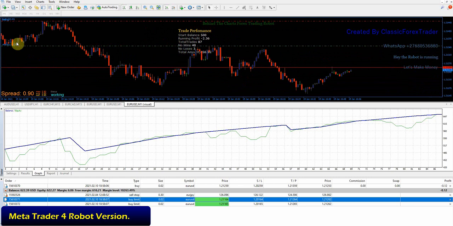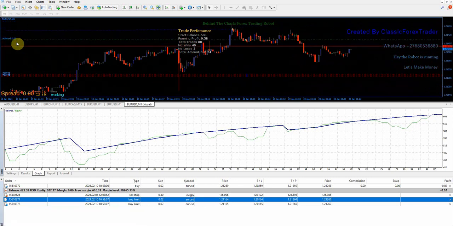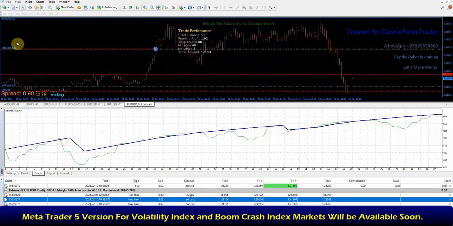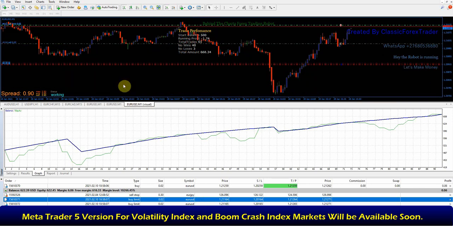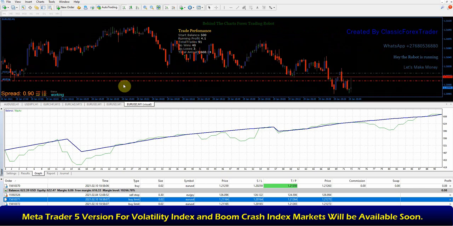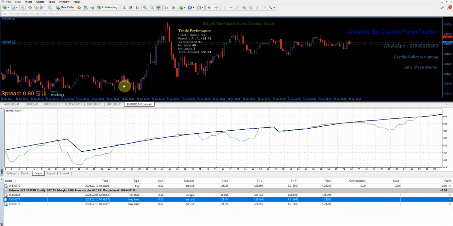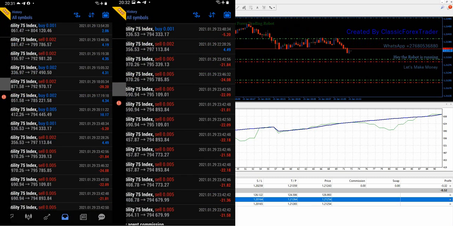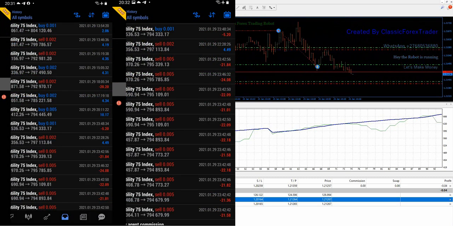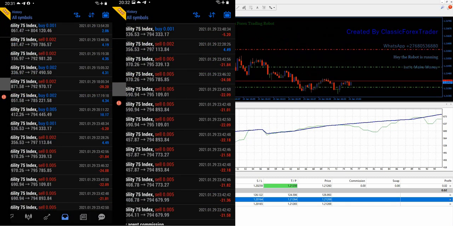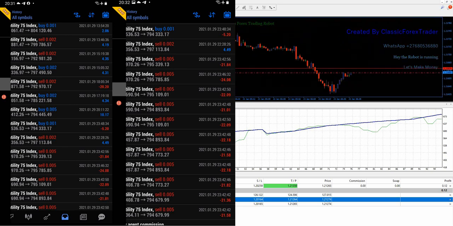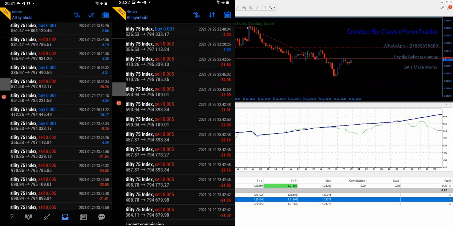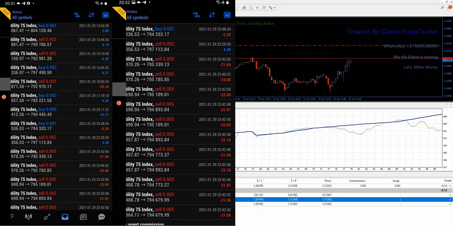This is the MetaTrader 4 Forex version. I'm also working on cracking the MetaTrader 5 version for trading volatility indexes and boom crash indexes. They will be available to my ultimate trading family soon. The original MetaTrader 5 version made me losses within 8 hours of running the robot, and note, this is on my real account, not demo. I did not run it again after that incident. But I'm a big guy, I can take small losses. But not everyone in this game can.